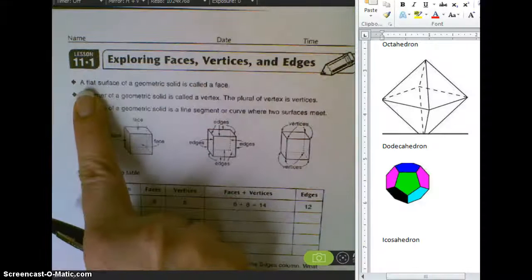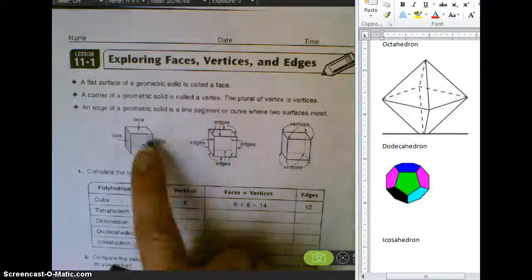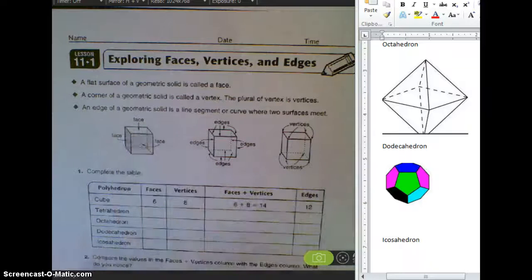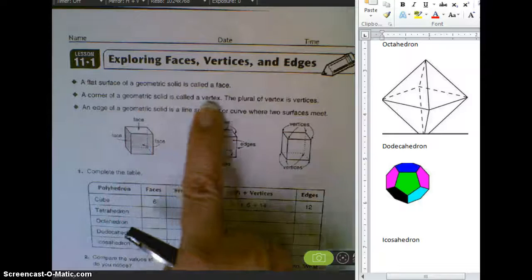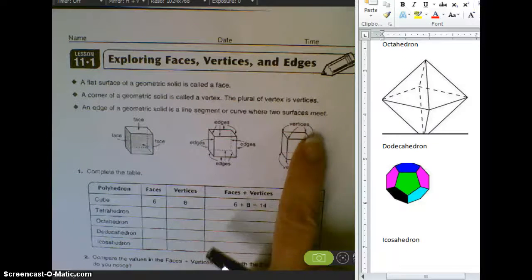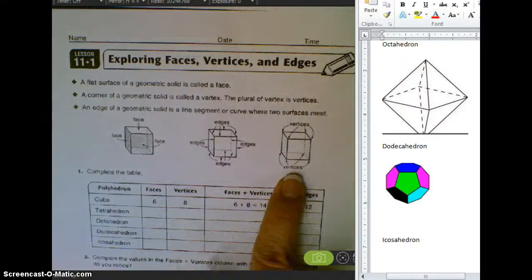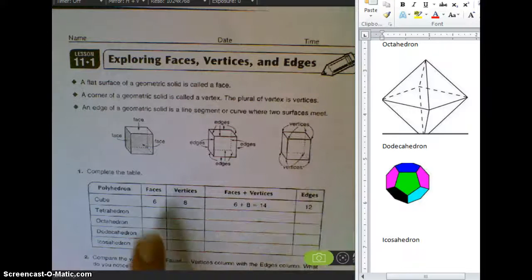Let's read some of the directions up here. It says a flat surface of a geometric solid is called its face. You can see the face just like we were talking about today and yesterday too. A corner of a geometric solid is called its vertex, and you can see where those points are. Notice they changed it to vertices. If we have one, we call it a vertex. If we have more than one, we call them vertices.